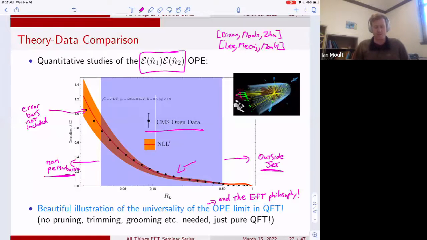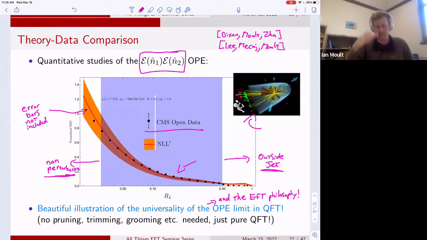And the thing that's quite remarkable for me is I think this is a beautiful illustration of the universality of the OPE limit in quantum field theory and the EFT philosophy. In particular, people, when they discuss jet substructure, may have heard that you have to do these procedures like pruning, trimming, grooming to remove all these excess things at the LHC. In this calculation, none of that was done in any way. This is just a real calculation of this in the complete, extremely complex environment of the LHC.